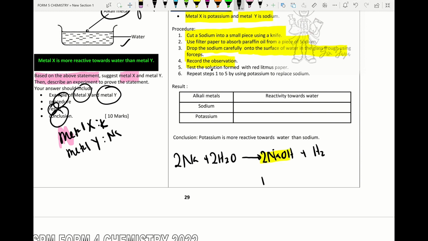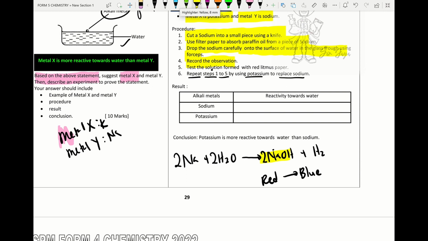This alkaline solution, we use red litmus paper to test. It will turn blue. So we test the solution formed by using red litmus paper, in steps 1 until 5. We repeat steps 1 until 5 using potassium to replace sodium.